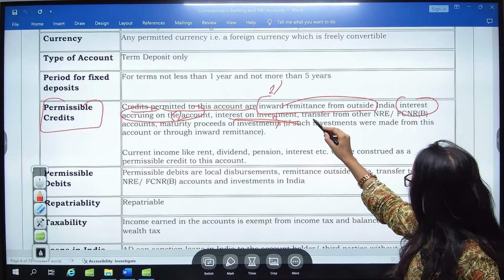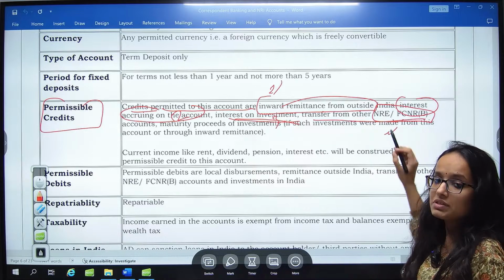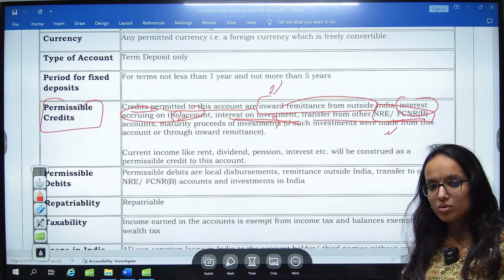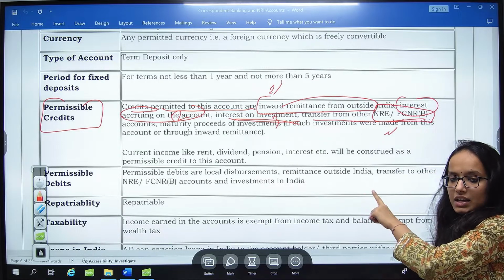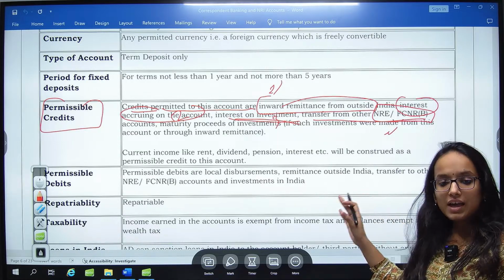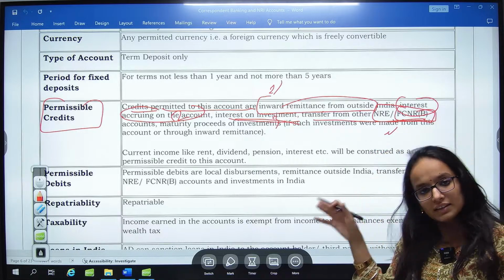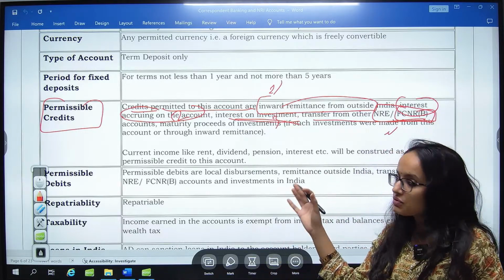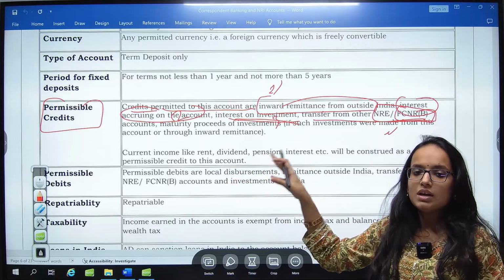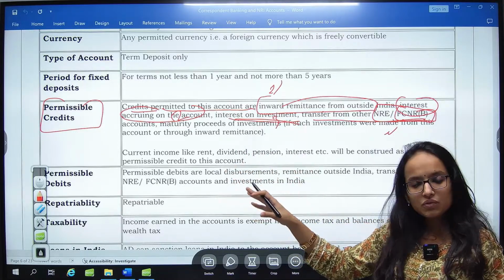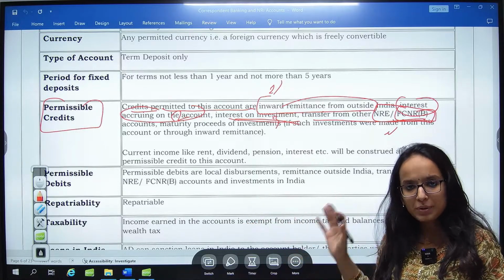Transfer from other NRI or FCNRB accounts. If someone who is an NRI account holder, NRI we have discussed, right? So if any NRI account holder or any other FCNRB account holder transfers some amount to this account, that would also be under permissible credit. So it will also be credited in your FCNRB account. That would also be permitted.